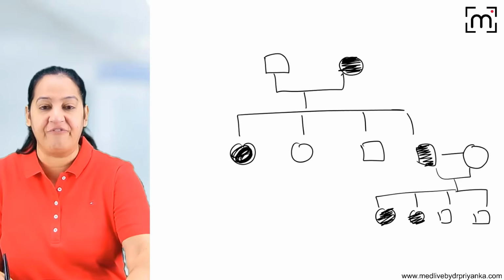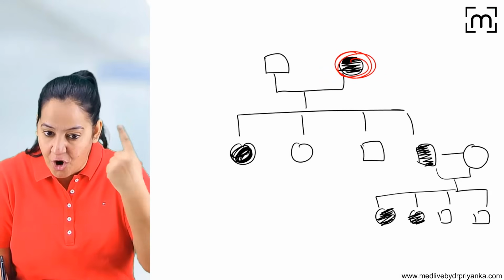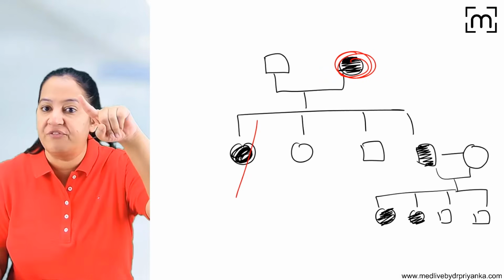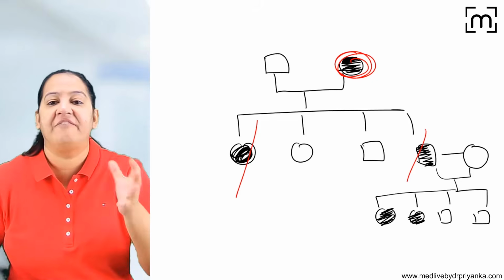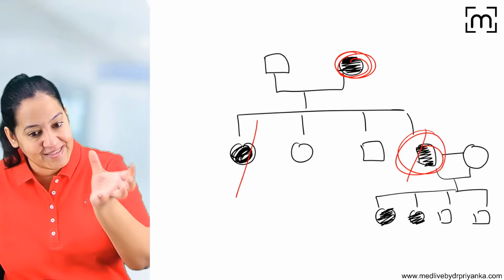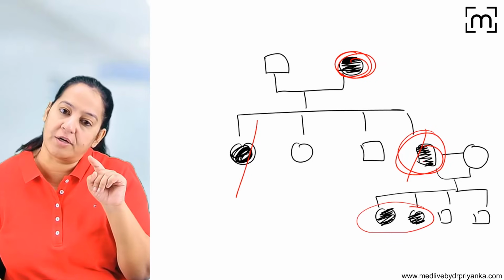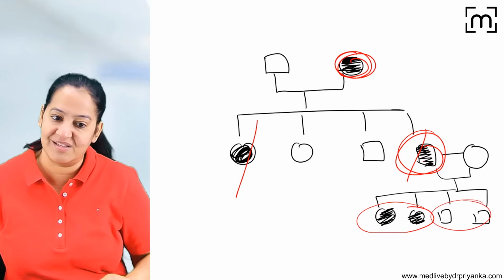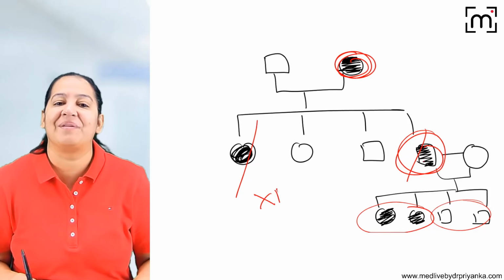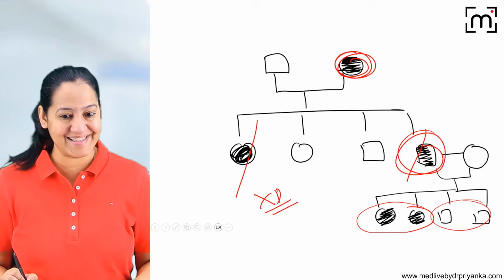So when an affected female marries a normal male, 50% daughters, 50% sons are affected. It's visible. And when an affected male marries a healthy female, all the daughters, 100% daughters are affected and none of the sons is affected. It's visible. It's X-linked dominant inheritance. Please learn it. It's X-linked dominant inheritance.